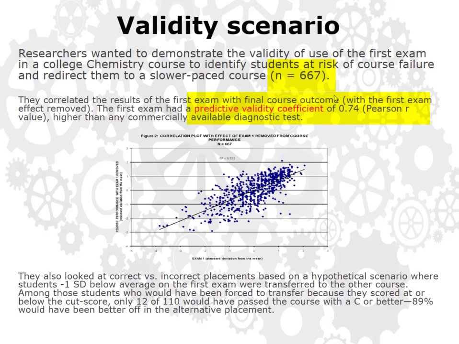So it's a very strong correlation that students that did well on the first exam went on to do well on the course as a whole, and students that did not do well on the first exam went on to do poorly in the course as a whole.